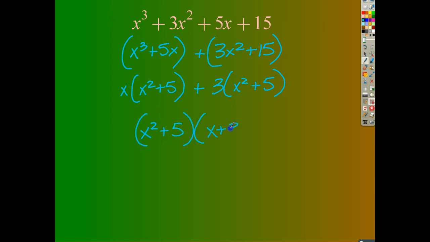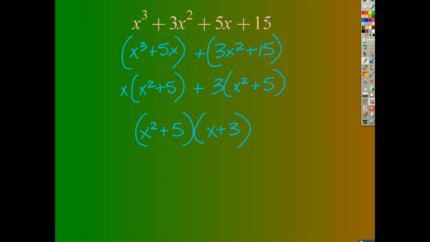Looks like you can take out an x squared plus 5 from both, and you're left with x plus 3. Okay, so there isn't necessarily one way to group these things, but what you want to do is combine pieces, or look for two parts that have a common factor. So it wouldn't work, for instance, if you tried to do x cubed and 15, because there is no common factor you can take out from both of those. It doesn't help you at all, right? You might be able to take an x from both of these, but what you're left with doesn't have a common factor anymore, so it's not really going to help you that much.